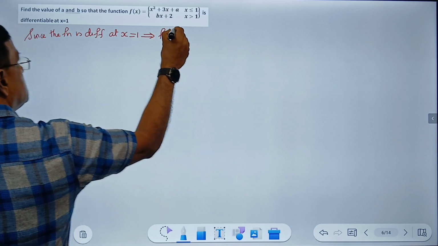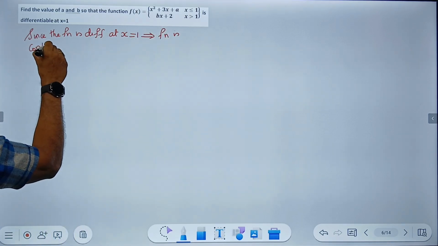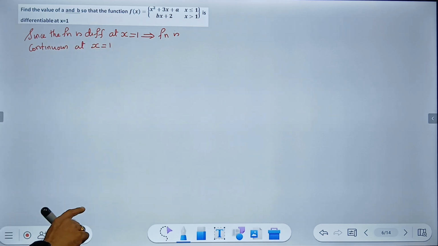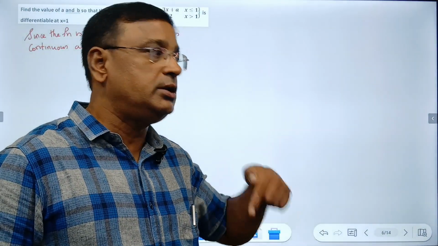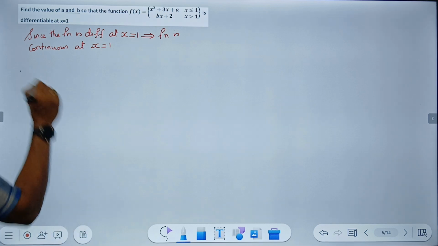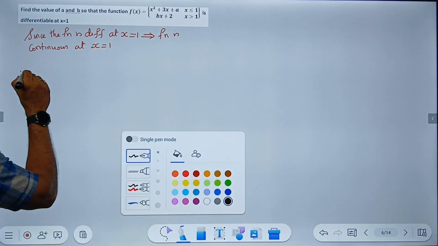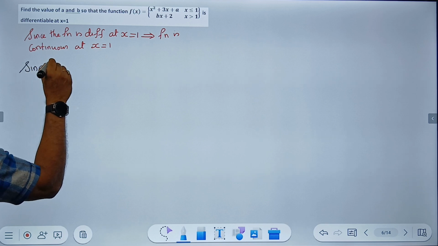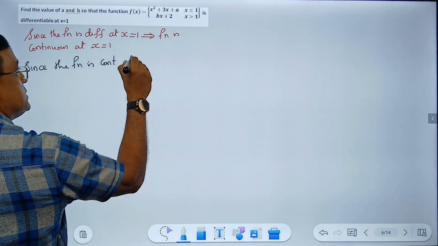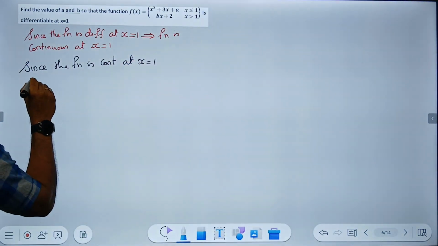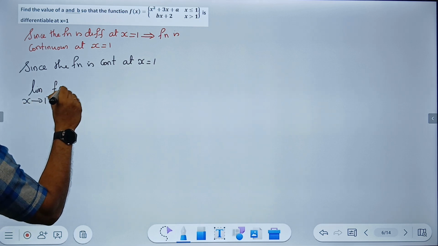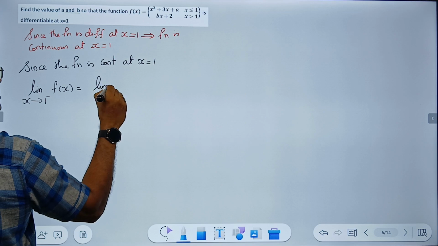The function is continuous at x is equal to 1, because differentiability implies continuity. Okay, so let's make use of the fact that it is continuous. Since the function is continuous at x is equal to 1, my left hand limit, limit x approaches 1 minus f of x, will be equal to the right hand limit.